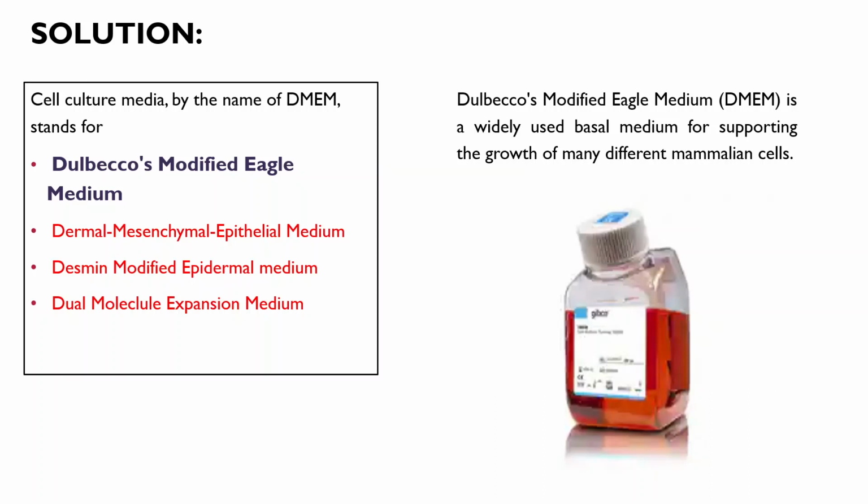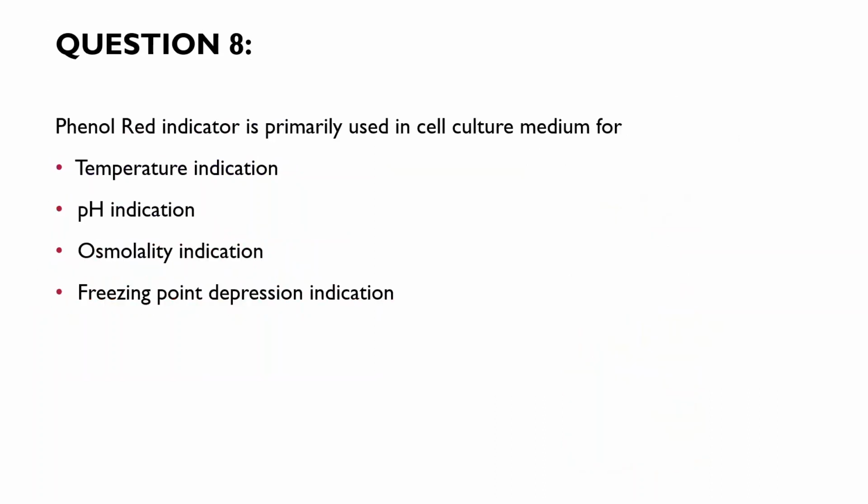Now let's move on to the next question. Question number 8. Phenol red indicator is primarily used in cell culture medium for temperature indication, pH indication, osmolality indication, or freezing point depression indication.